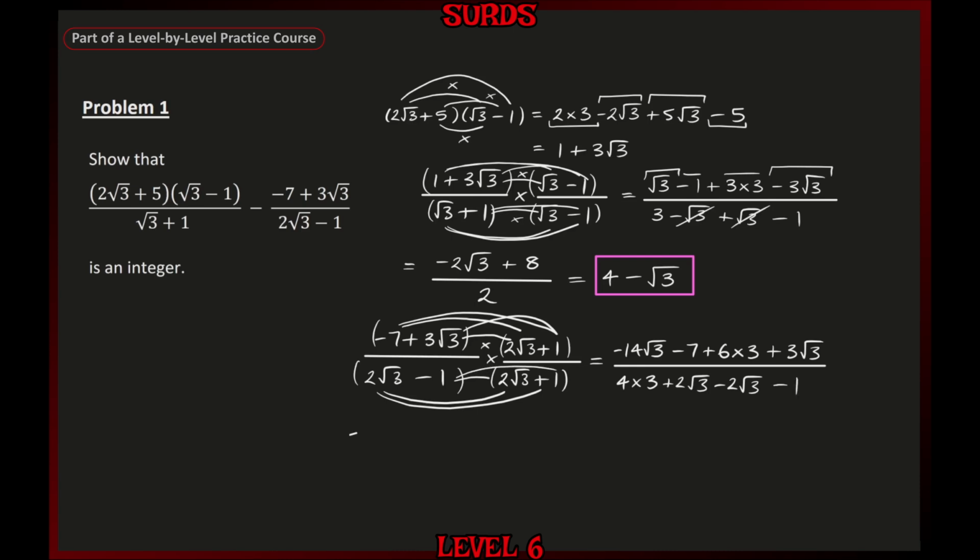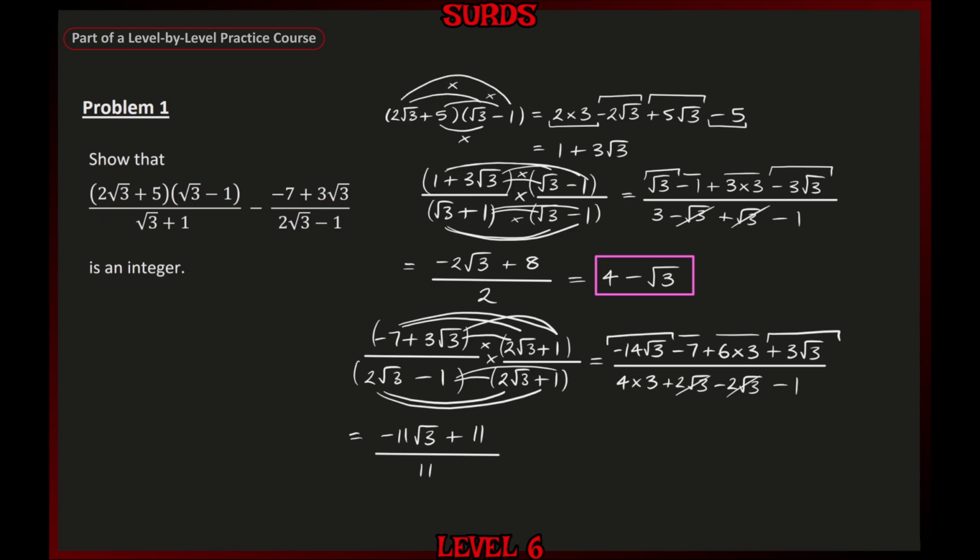Continuing with the simplifying, on our numerator we can collect together some like terms. So we have minus 14 root 3 plus 3 root 3. And minus 14 plus 3 is minus 11, so this gives us minus 11 root 3. We also have a minus 7 plus 6 times 3. Well, 6 times 3 is 18. If we add 18 to minus 7, we get plus 11. In our denominator, again as expected, the surds cancel out because 2 root 3 and minus 2 root 3 become 0. So we have 4 times 3, which is 12, minus 1, and that gives us 11.